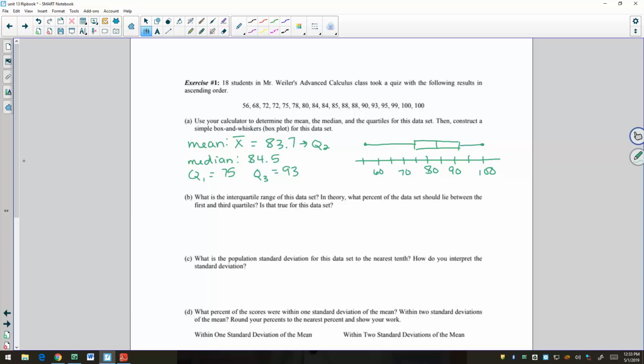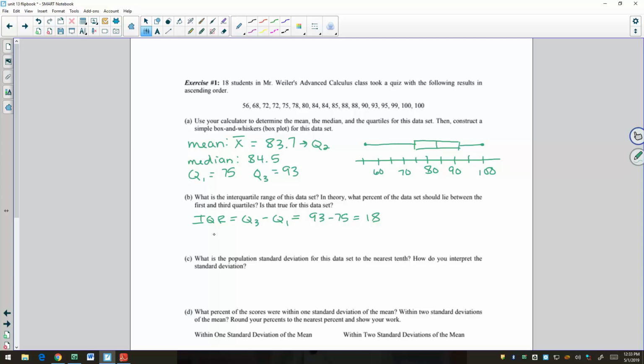Part B wants the interquartile range. The interquartile range is on your vocab in lesson 1. You take quartile 3 and subtract quartile 1 from it. And so that is 93 minus 75, which is 18. So that means it's a range of 18 points from quartile 1 up to quartile 3.